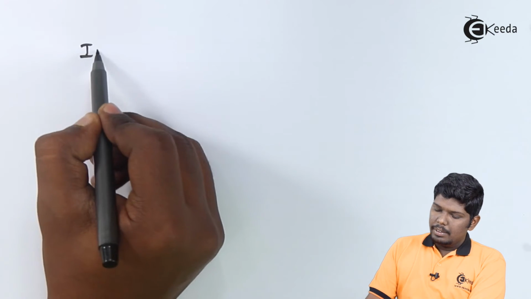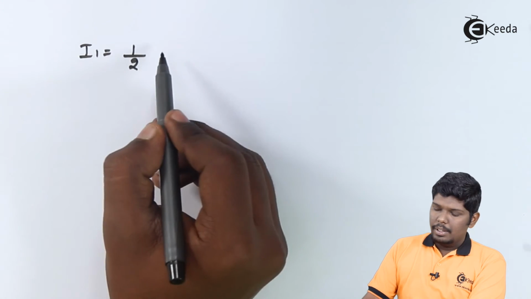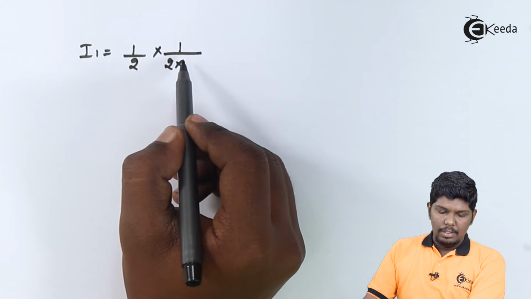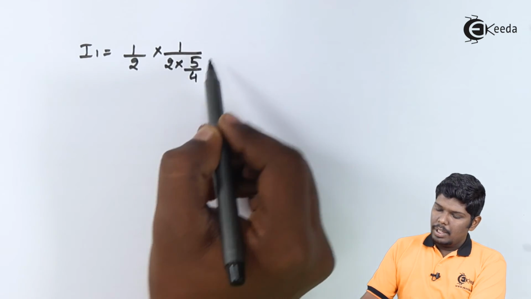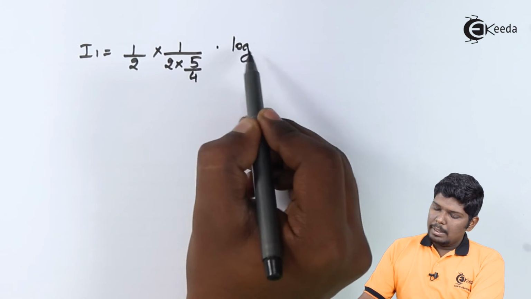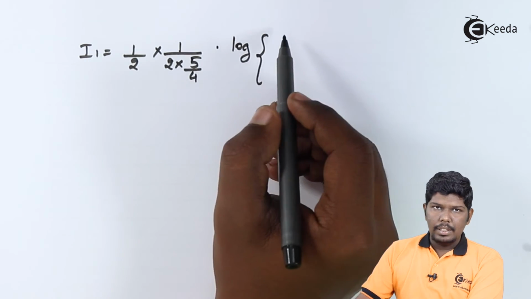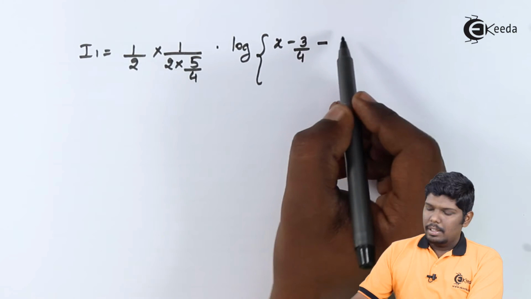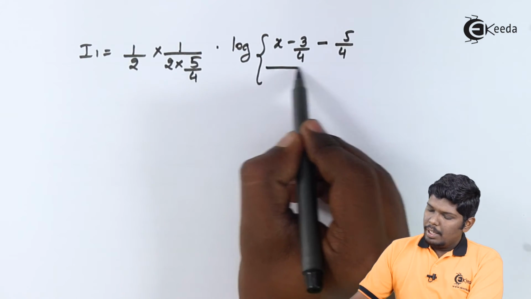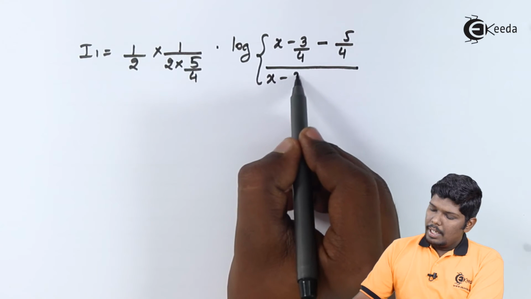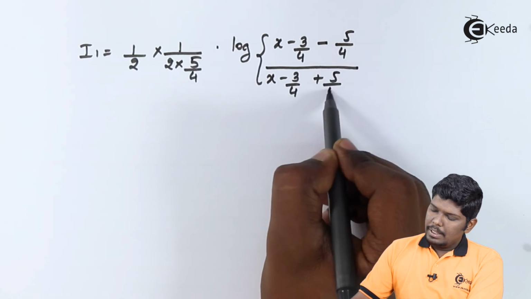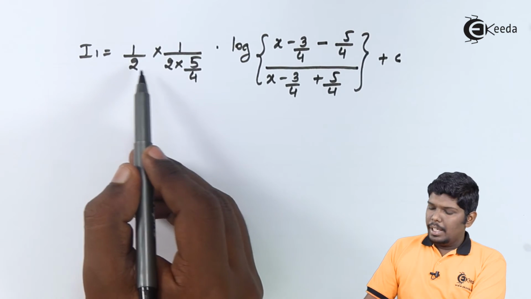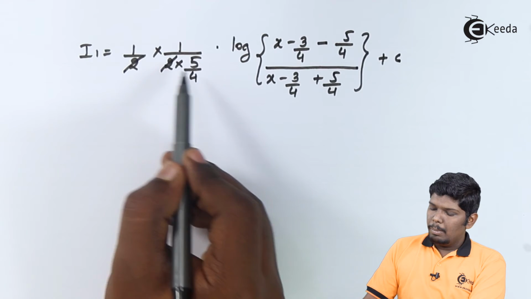I1 becomes, we have 1 upon 2 first multiplied by 1 upon 2a. The value of a is 5 upon 4 into, we have log of x minus a. The value of x is x minus 3 upon 4 minus value of a is 5 upon 4 divided by x plus a. X minus 3 upon 4 plus 5 upon 4 plus c. Here you can see 2 into 2 will give you 4, and this 4 will be cancelled with the 4 present in the denominator.